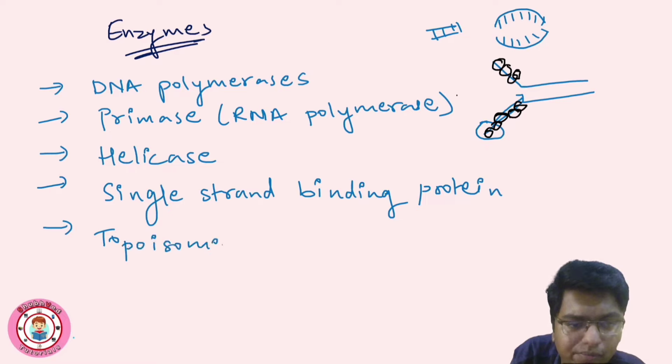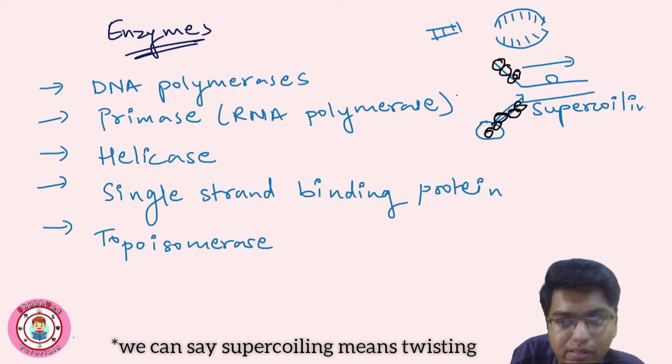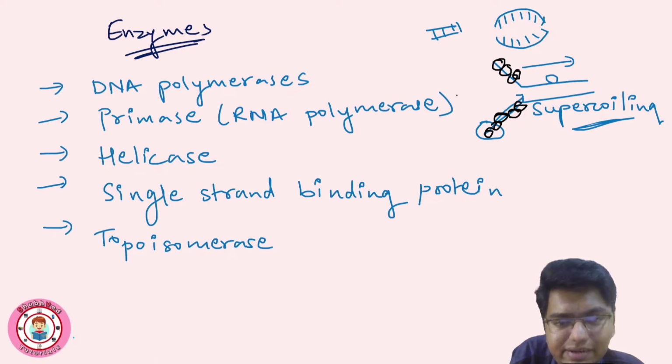Topoisomerase. See, topoisomerase means what? DNA structure has its own topology, or we can say strains on it, right? Suppose as the replication fork proceeds, the DNA strand gets supercoiled. Here the term comes, supercoiling. So supercoiling means the DNA structure gets strain on it.